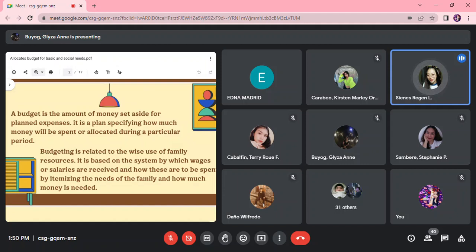A budget is an amount of money set aside for planned expenses. It is a plan specifying how much money will be spent or allocated during a particular period. Budgeting is related to the wise use of money resources. It is based on the system by which wages or salaries are received and how much these are to be spent by itemizing the needs of the family and how much money is needed.